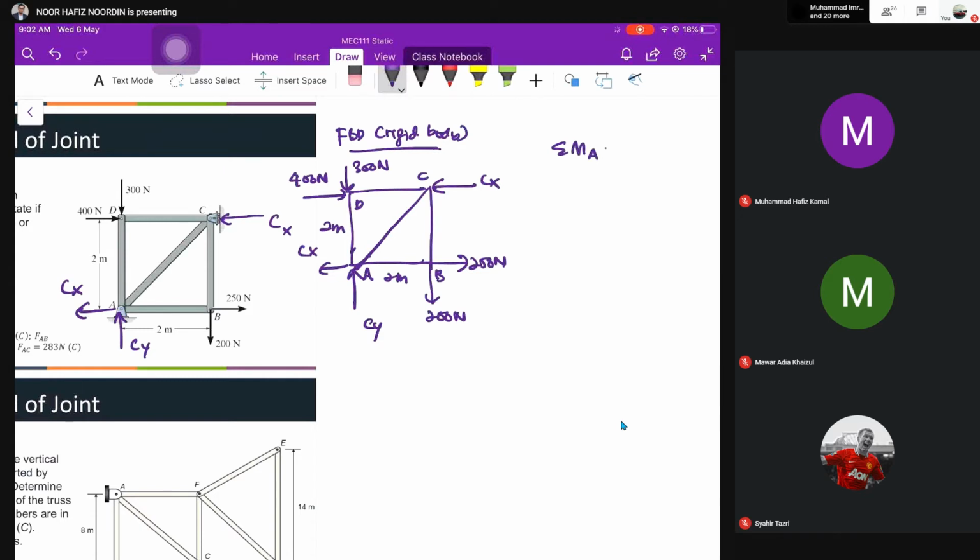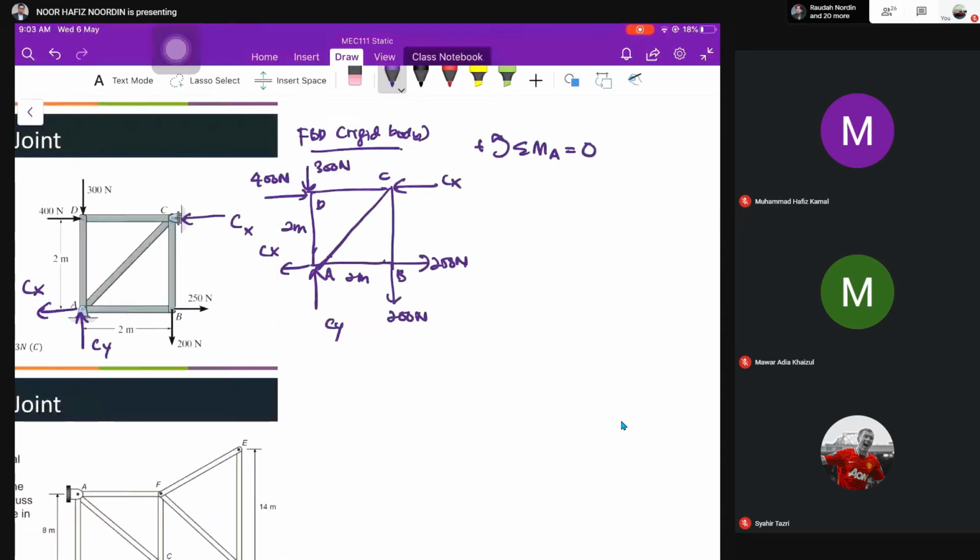Point A. Why do we choose A? Because at point A we have more unknown forces. We have 2 unknown forces, CX and CY. So when there are many, we eliminate them first there, so we can find the others. Okay.